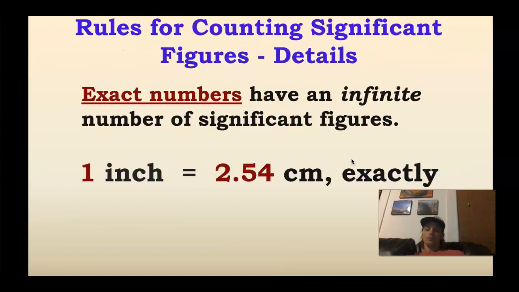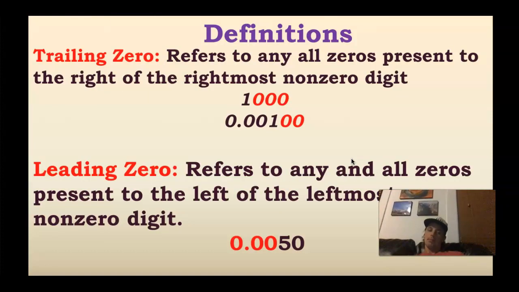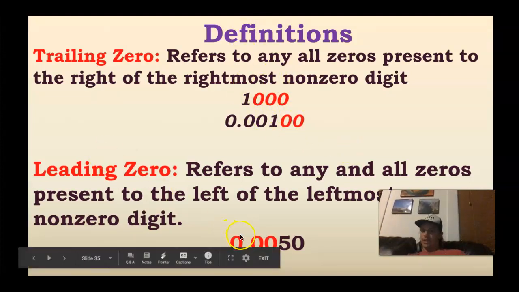If you struggle with sig figs, an easy way is to follow this two-step process. To follow the two-step process, you need to understand the difference between trailing and leading. So hopefully we know trailing is at the end, leading is at the front.